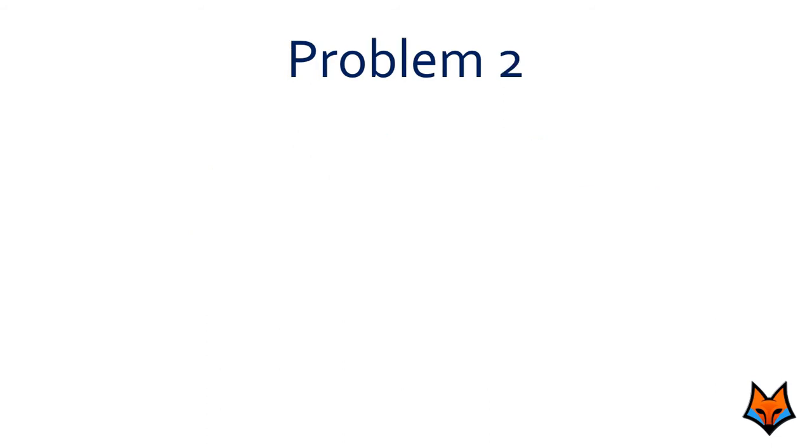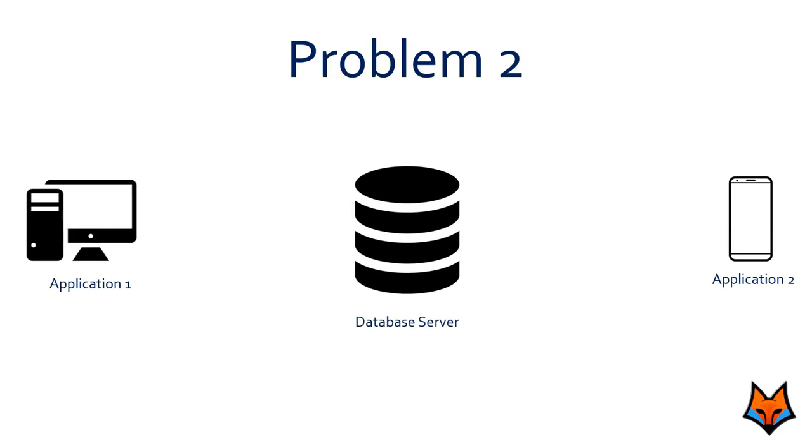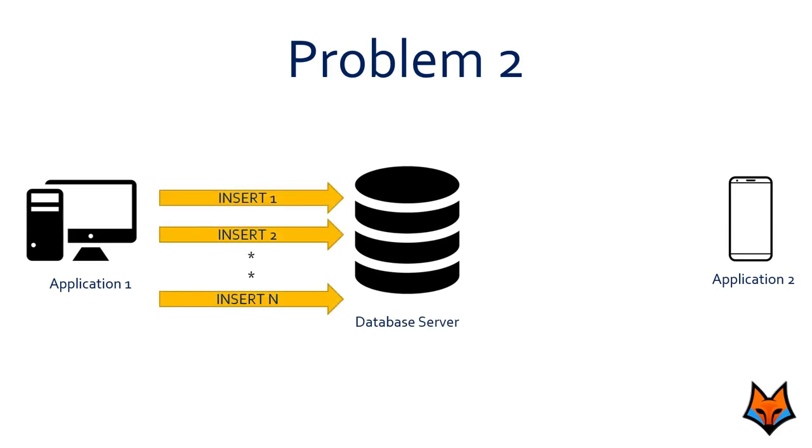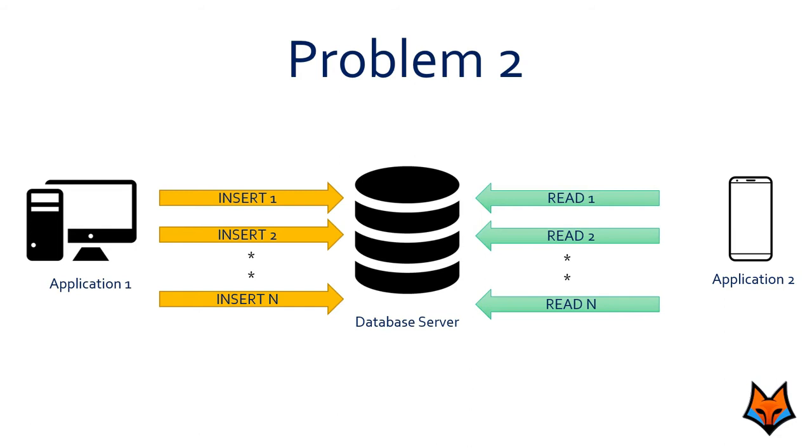Problem 2. As we can see, application 1 is continuously pushing the data to the database server in the form of insert statements, and application 2 will be reading the data in the form of read statements. But how will application 2 know that data is available for reading? To solve this, we can make application 2 read the data at a specific interval of time. So let's say application 2 is now reading data at an interval of 5 seconds. But it again creates a problem.